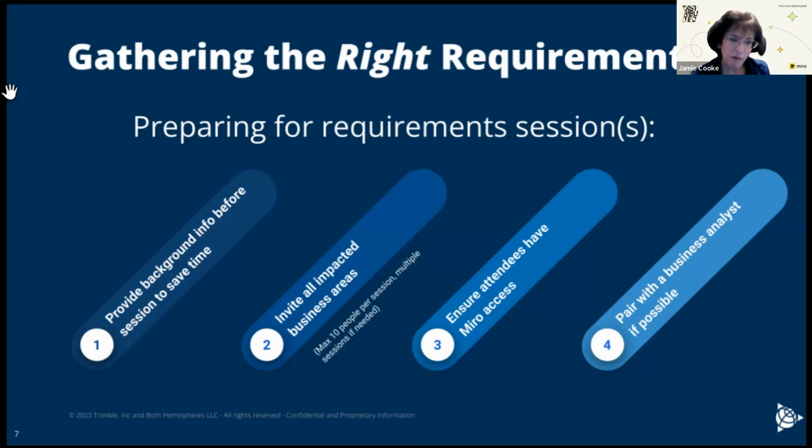Ensure the attendees have Miro access before the session as part of reviewing existing information, during the session to be able to provide input into discussions, and of course after, as the requirements get finalized. And then my very strong recommendation, if you're a product owner, pair with a business analyst. You might be a subject matter expert from a business standpoint. Business analysts are expert in requirements gathering and culling and sorting, and they often can ask questions you wouldn't think to ask to deep dive into what the real requirements are.